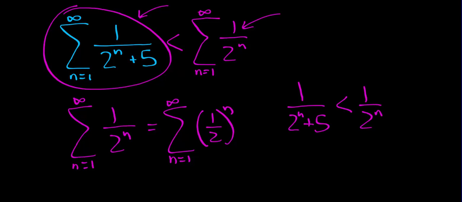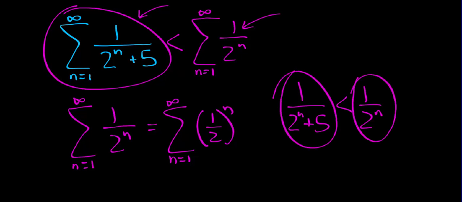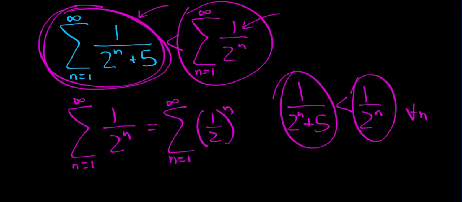So here's the deal. Notice that this series is a positive term series. All the terms are positive, and we note that this one is less than this one for all n, right? For n is 1, n is 2, and so forth. So this is true for all n. Therefore, 1 over 2 to the n converges. Therefore, this one converges. That's the direct comparison test.